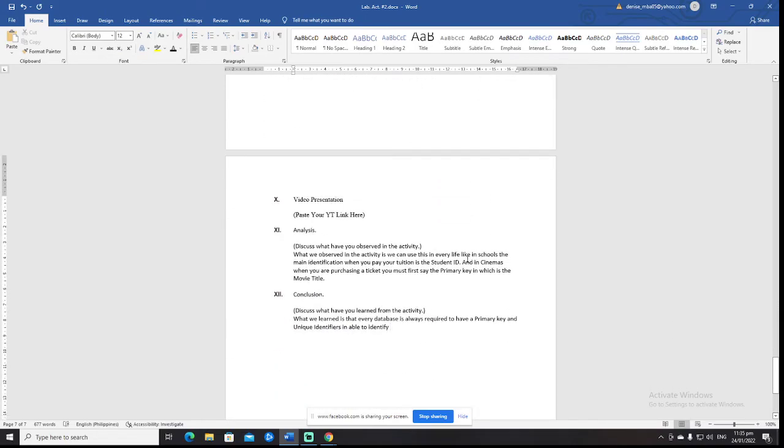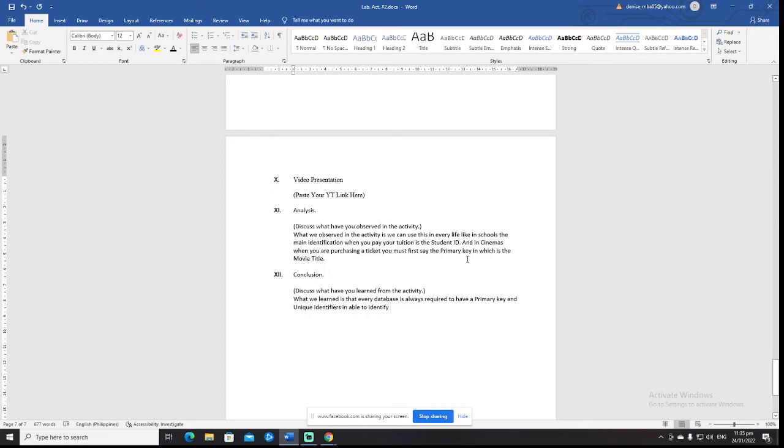In our analysis, what we observe in the activities, we can use in everyday life, like in schools. The main identification when you pay your tuition is a student ID, and in cinemas, when you are purchasing a ticket, you must first say the primary key, which is the movie title.